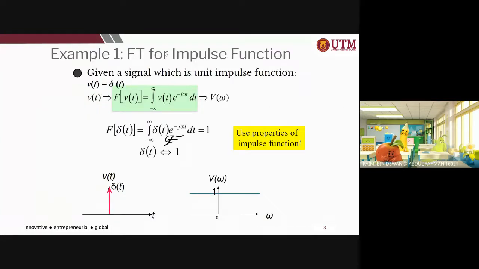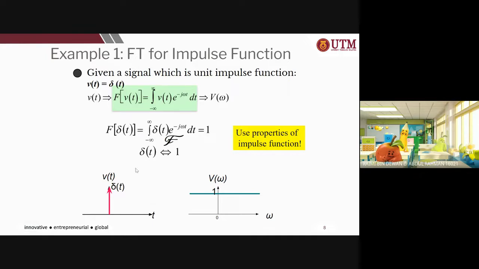So now we go to the Fourier transform for the impulse function. It means that in time domain you have an impulse function. So what is an impulse function? If you refer to the previous lecture, an impulse function is actually where we have value at only one short period of time, and the rest will be 0.